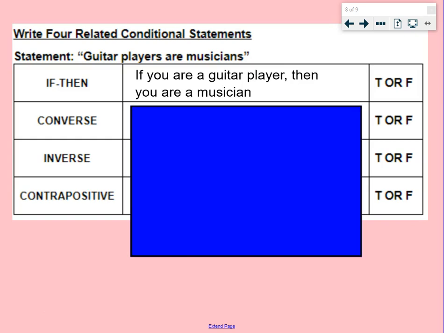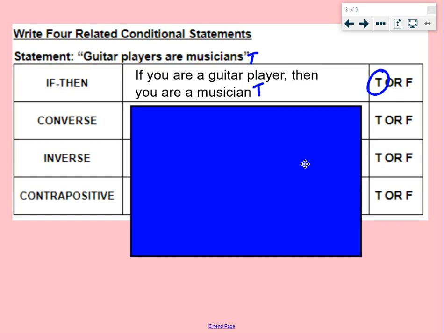So let's talk about if this is true or false. If you are a guitar player, then you are a musician. If you are a guitar player, if that is true, then yes, it would be true that you are a musician. So both our hypothesis and our conclusion are true, so this statement would be true.